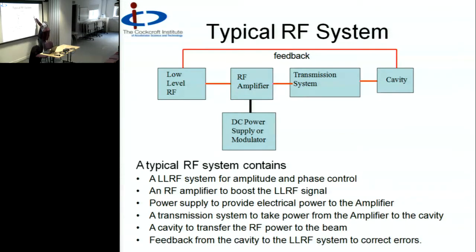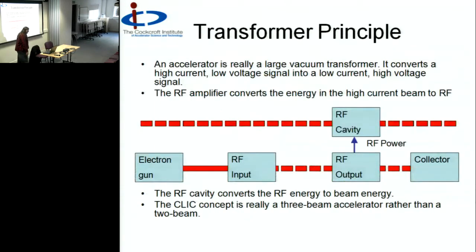You then have some measurements from the cavity, from the transmission line through some other probe couplers, that then come back via a feedback loop to your low-level RF system. If you have the wrong phase in your cavity, you'll know it, and you can adjust it through your low-level RF system. So this is the full typical RF system. It's a wee bit more complicated than just the cavity coupler system we've looked at.